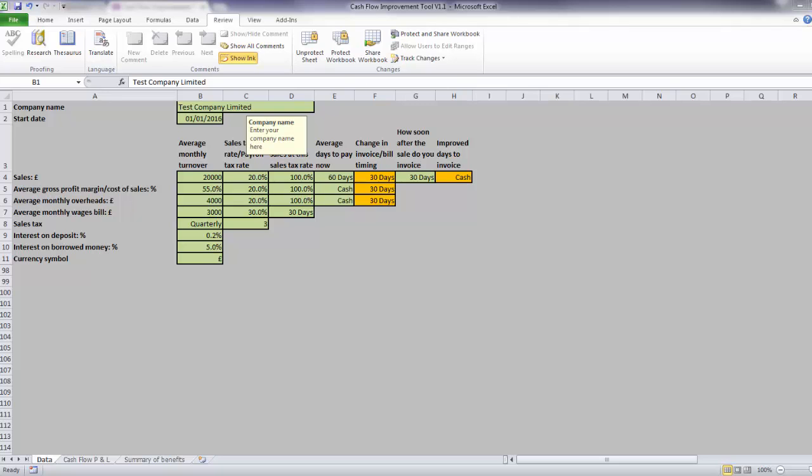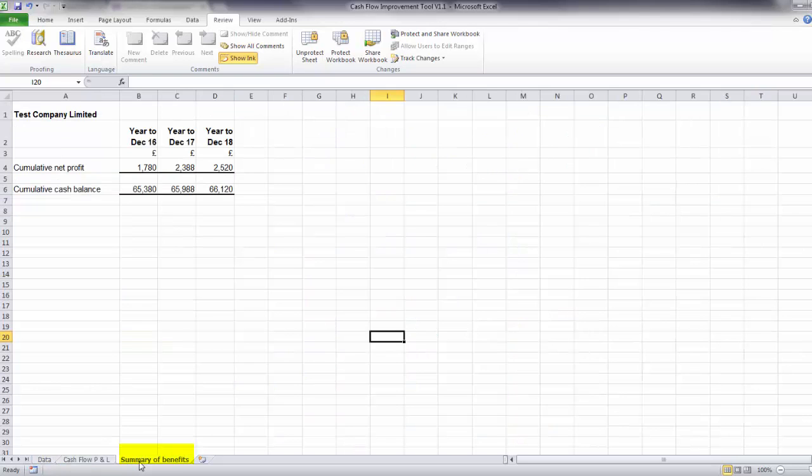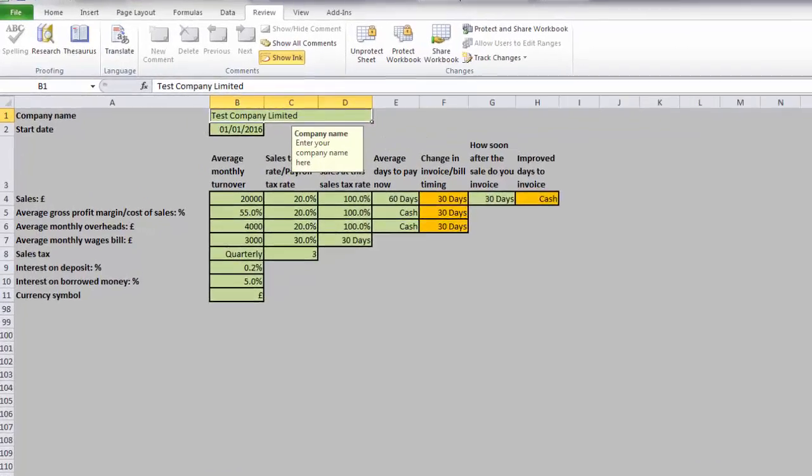So what I'm going to do is quickly run through. This is your data page here, and it's very quick and easy to set up, even if you don't really know how to use Excel. Flicking through the pages is quite easy. Down the bottom here you've got the data tab, the cash flow and profit loss tab, and the summary of benefits tab, so you can just quickly switch between those.